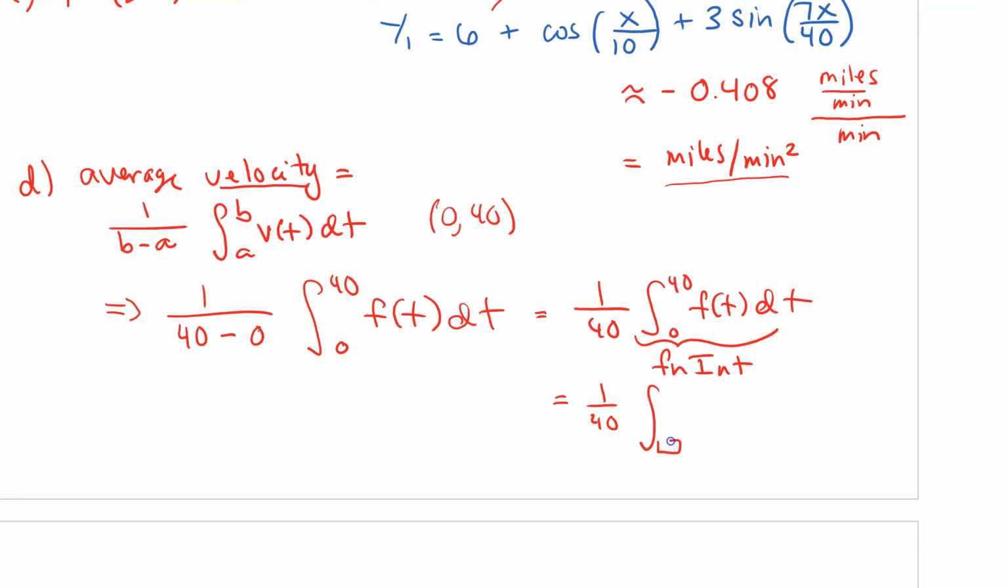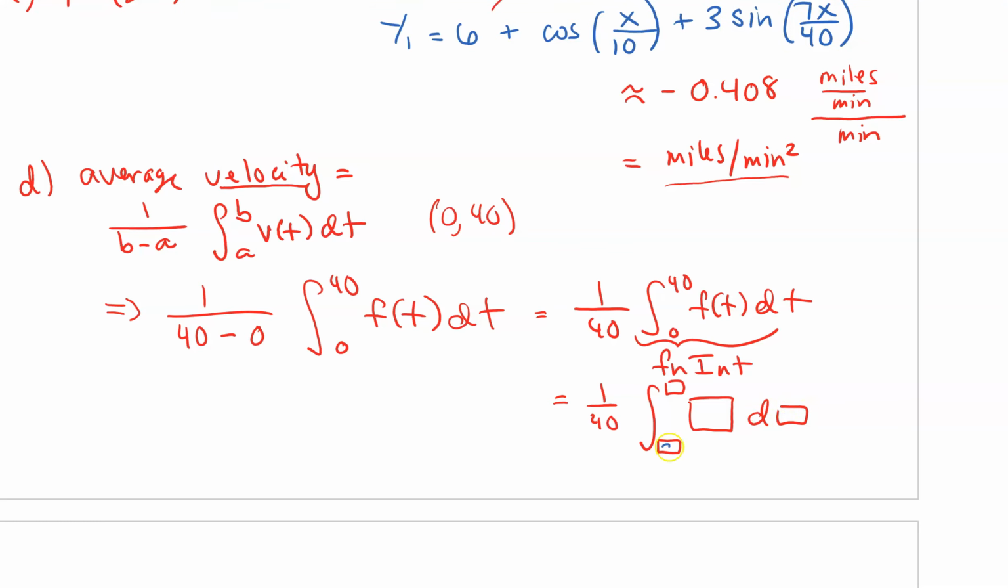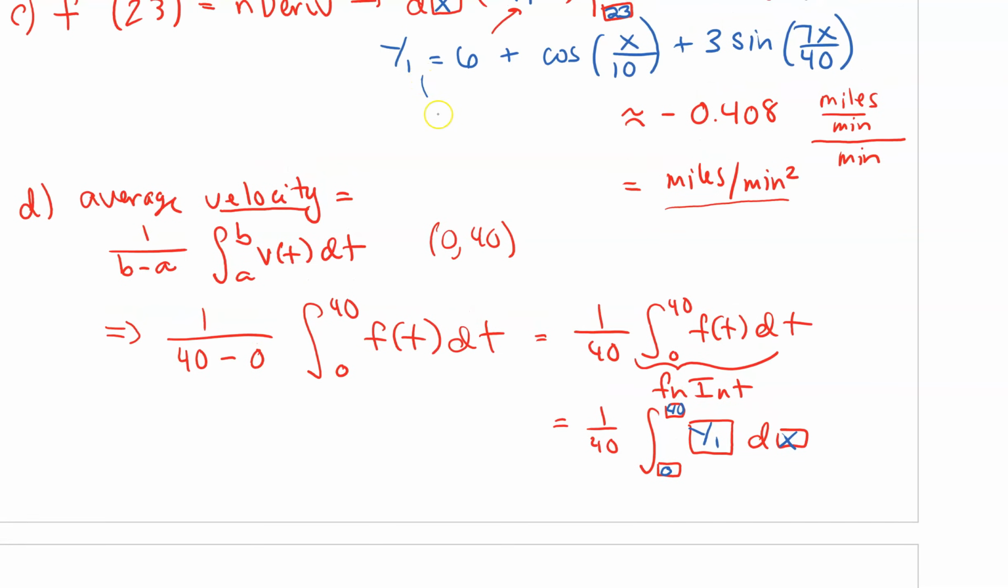It has a box here, a box there, a box in the middle, and then a box for the variable you're taking the integral with respect to. So I would plug in 0 for my lower limit, 40 for my upper limit, x for the variable I'm integrating with respect to. And then I'm going to use y1 again because that's the same model from part C that I had already input in my calculator as y1.